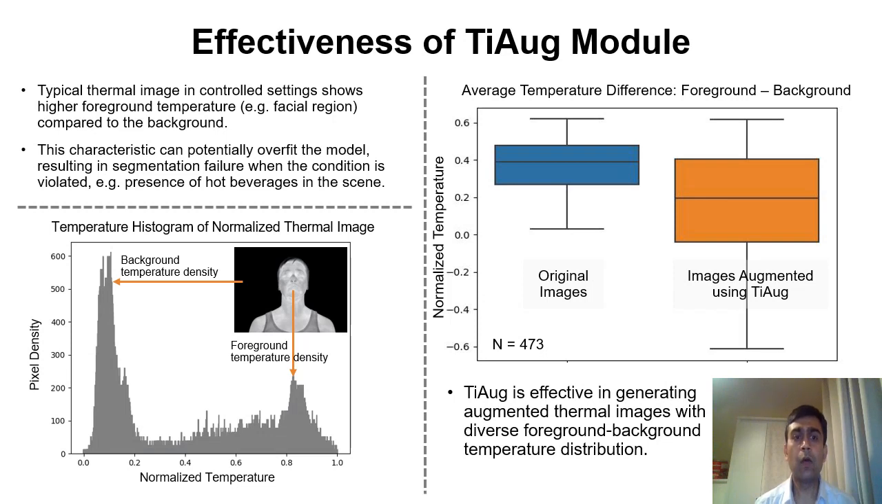A segmentation model, when trained only on images acquired in controlled settings, can potentially be overfitted to the typical temperature distribution, resulting in segmentation failure in unconstrained settings. We compute the average foreground-background temperature difference for a set of normalized thermal images with and without the TIOG augmented images and perform box plot analysis, as shown in the figure on the right. Atypical foreground-background temperature differences are evidenced in the plot, with negative difference representing the case when objects at higher temperature than the foreground regions appear in an image.